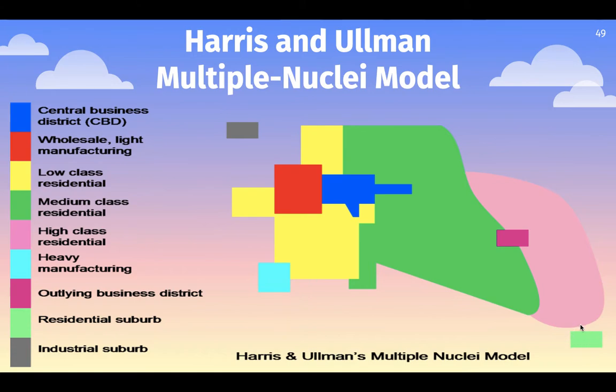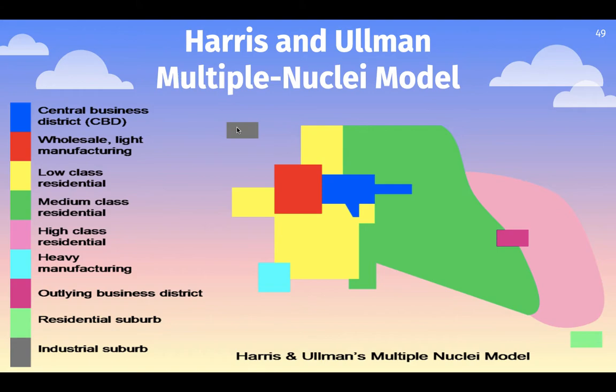So this light green one at the bottom right here is a residential suburb. This could be considered an exurb in our terms, right? This little guy right here is a business district. So now we're getting the development of business districts outside of just the central business district, right? Then down here on the bottom left, we have some heavy manufacturing that's outside of the manufacturing next to the central business district. And then up here, this gray area represents an industrial suburb, a suburb near industrial activity.